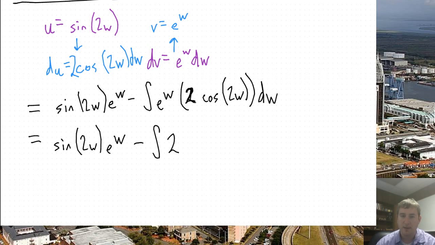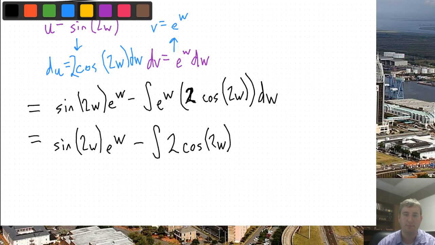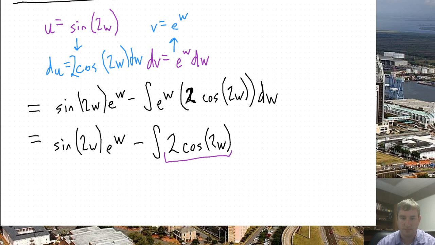2. And again, I want my u to be something it's easy to take the derivative of. So my 2 cosine of 2w, I think that's what I'll choose to be my u for this time around. And then what's left? Well, I still have my e to the w and a dw. And that'll be my dv. So let's write this all out.